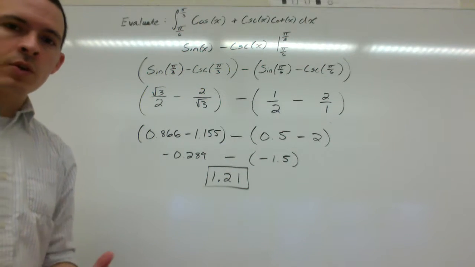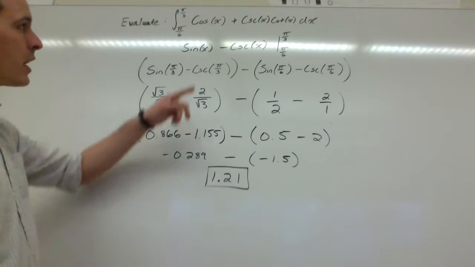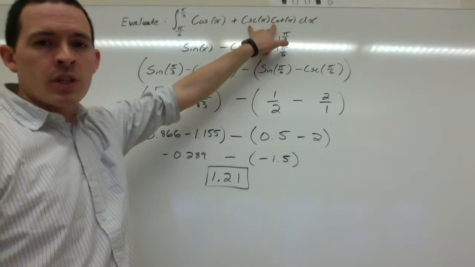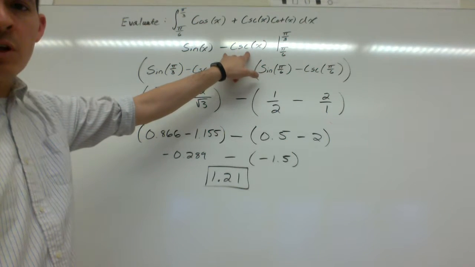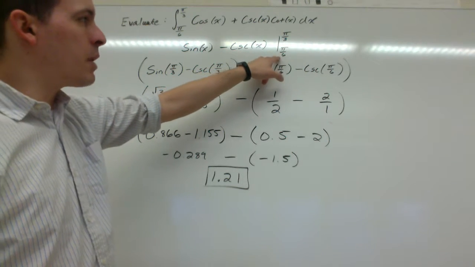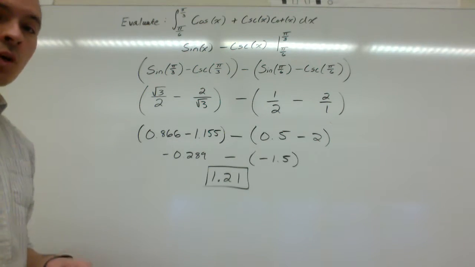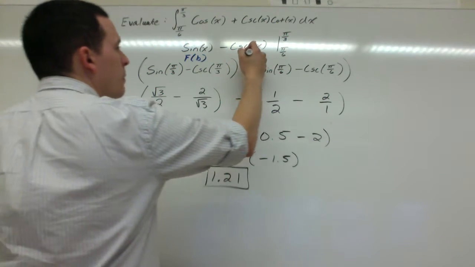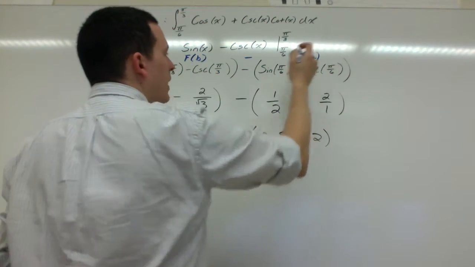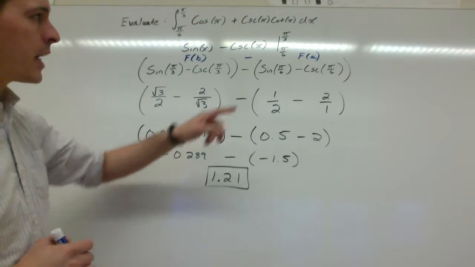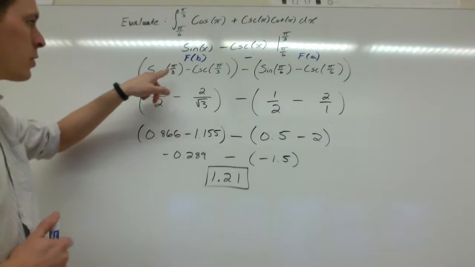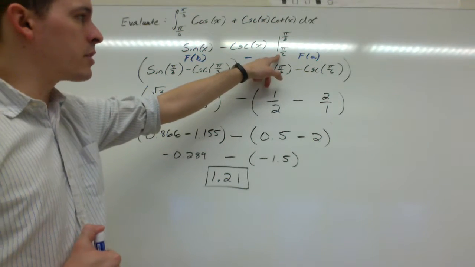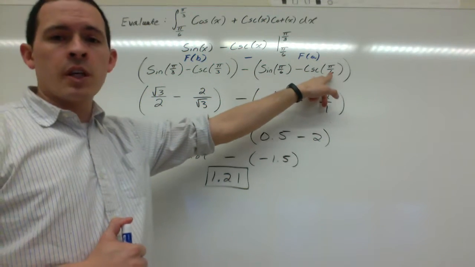So the first thing we have to do is take the antiderivative of each term. So the antiderivative of cosine x becomes sine of x, and the antiderivative of cosecant x cotangent x becomes negative cosecant x, and we're evaluating that from pi over 6 to pi over 3. So we do our f of b minus our f of a, where we plug each of those trig values in. So pi over 3 is our b, so it's sine pi over 3, cosecant pi over 3, and then pi over 6 is our a, so sine pi over 6, cosecant pi over 6.